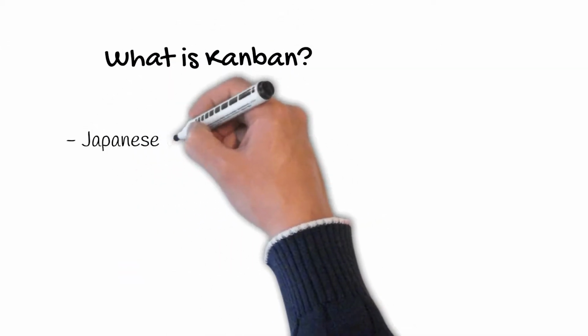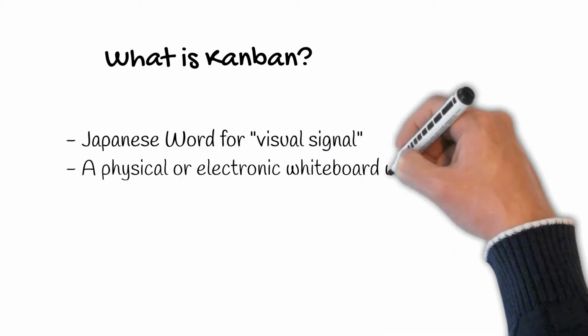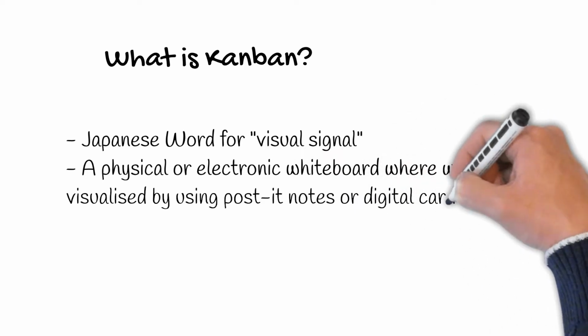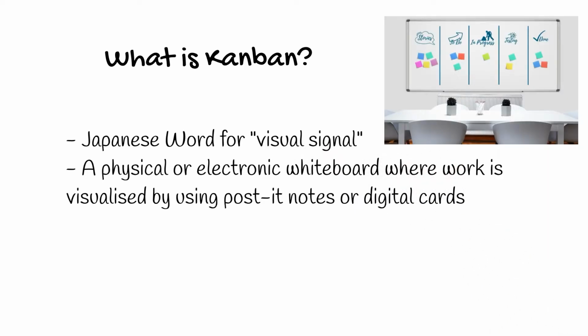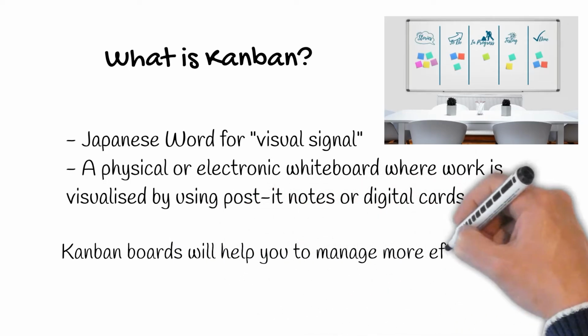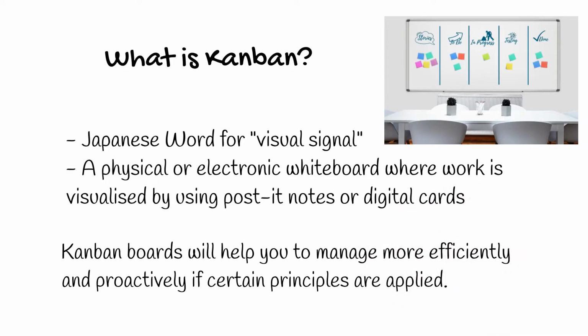Moving on to Kanban, it is the Japanese word for visual signal, and is a physical or electronic whiteboard where work is visualized by using post-it notes or digital cards. Kanban boards will help you to manage more efficiently and proactively if certain principles are applied.